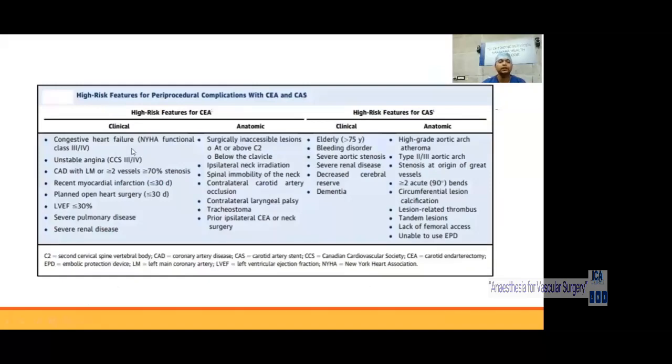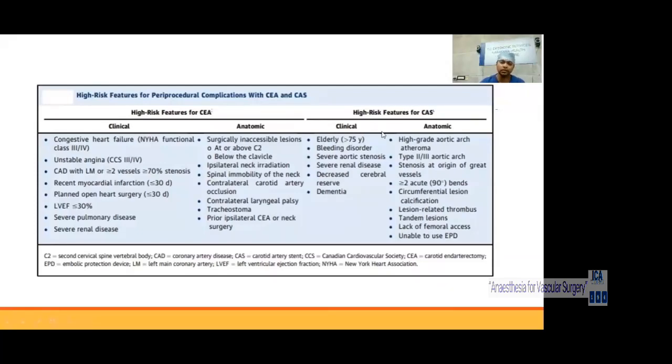What are the high risk features for carotid endarterectomy? Patients who have congestive heart failure, unstable angina, or coronary artery disease with left main disease or more than two vessels with more than 70% stenosis, a recent MI or planned open heart surgery within the next 30 days, or low EF, severe pulmonary disease, severe renal disease or difficult anatomy. All these are candidates for carotid artery stenting.